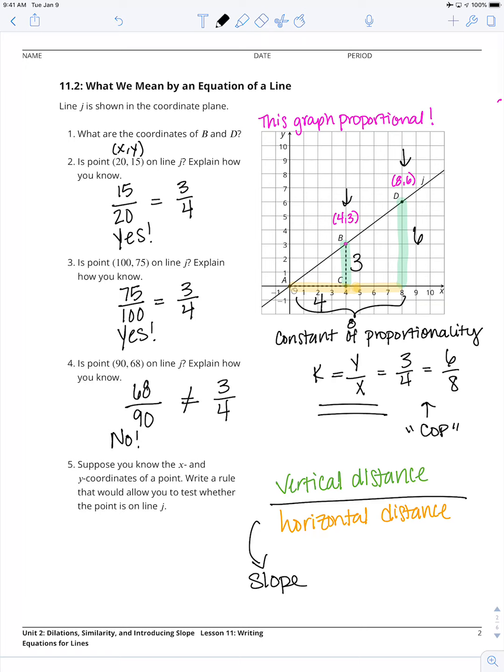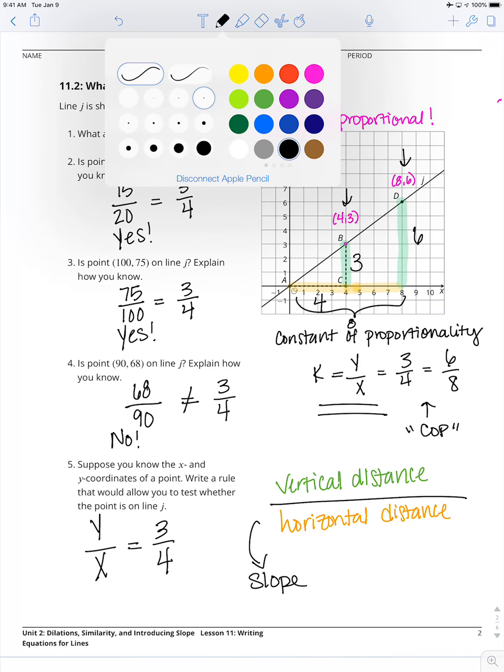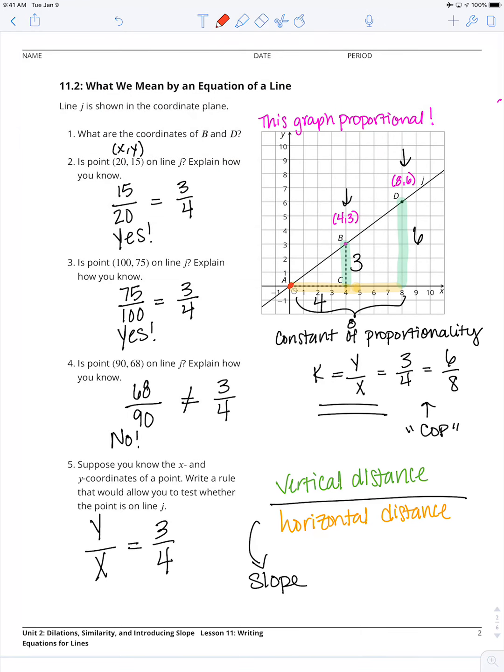Now, number 5 talks about write a rule that would allow you to test whether the point is on the line or not. Well, we talked about anytime I take the y value and divide it by the x value, I can determine if it has the same slope or not. That is essentially my rule. When I take the y value and divide it by the x value, it has to be equal to 3/4 for this line. Now, if it was maybe a different slope, then I would say it has to be equal to this slope. But this only works because this is a proportional relationship. It starts at the origin.